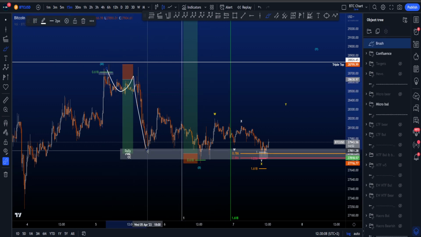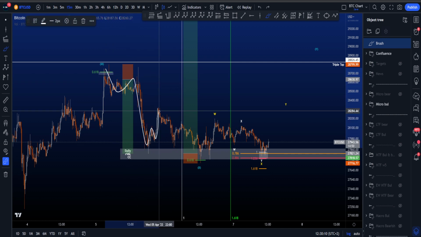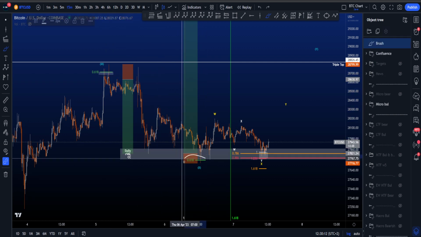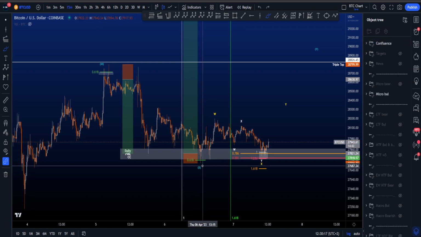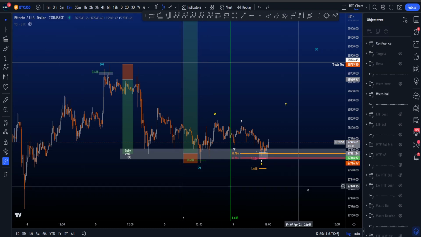So price moving to the downside, in this then being a W, an X, and then in this scenario a wave Y, where the minimum target for wave Y and also still a common target is the 0.618, which then is the end of this wave X most likely.